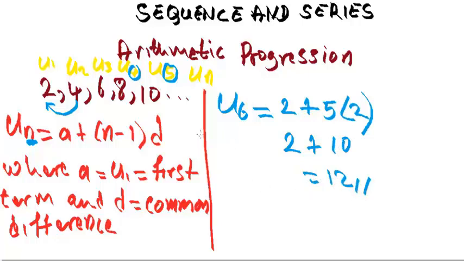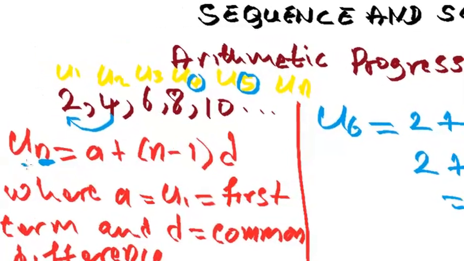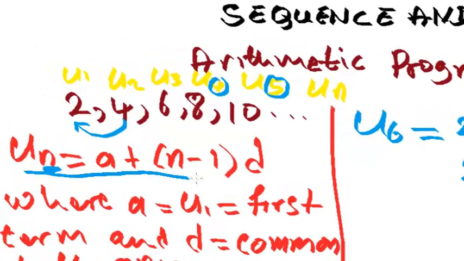That means that the next term in the sequence is 12, right? We can see that by observation. We have 2, 4, 6, 8, 10, and we have 12. Then we have 14, continuing in that order. So basically this is the formula that we use to find any term that we want.